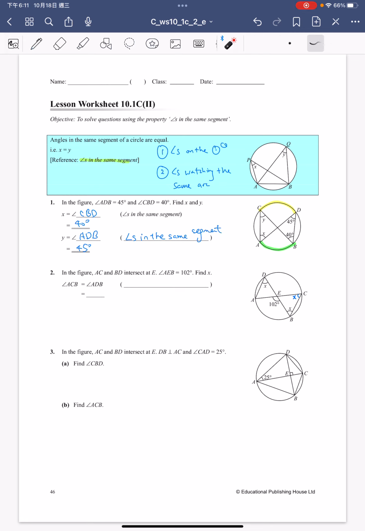Now we can try question 2. For question 2, we have AB and CD intersecting at E. Many students think that E is the center of the circle. However, the question doesn't say anything about E being the center, so you can't assume that it's the center of the circle, and you can't use any theorem about the center, for example, the angle at the center is twice the angle at the circumference. So you need to use other theorems.